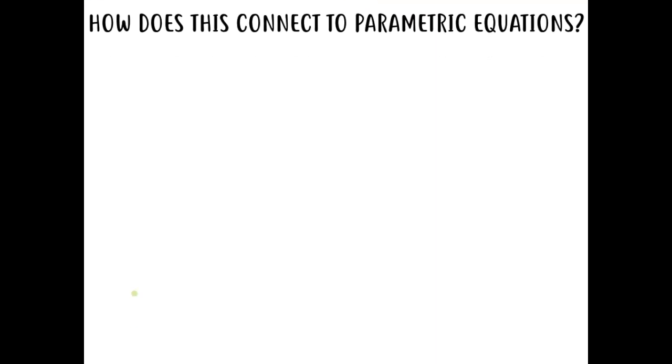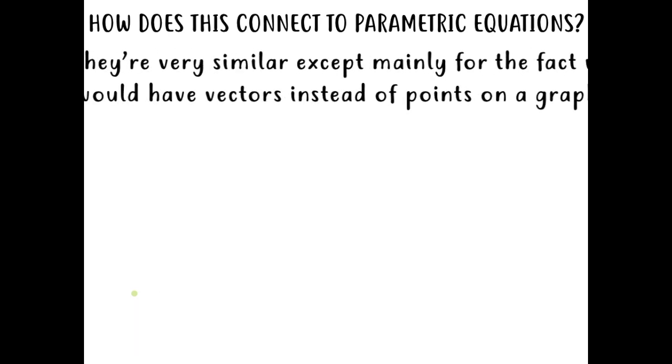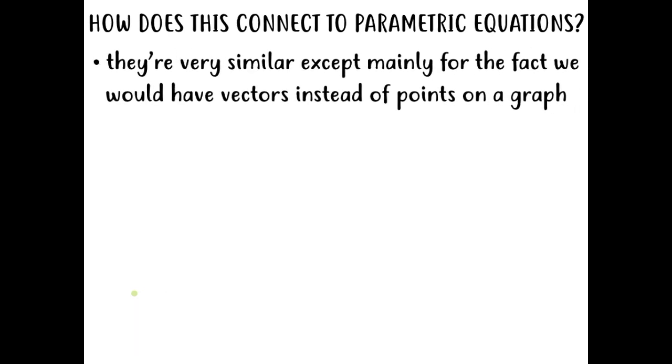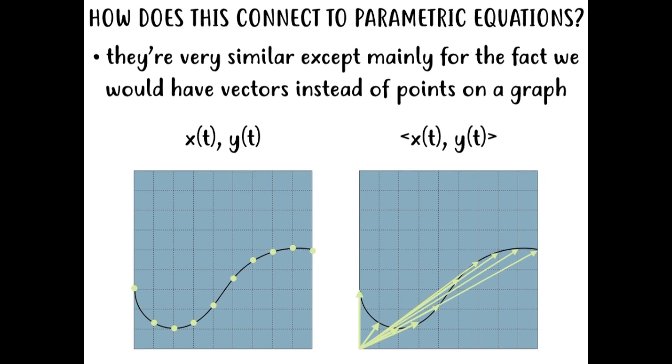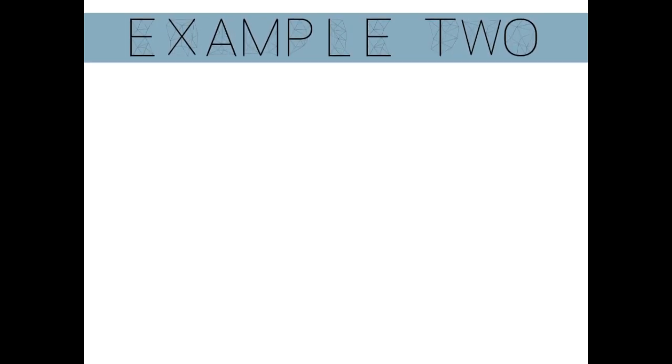So you might be wondering, how does this connect to parametric equations? Well, they're very similar, except mainly for the fact we would have vectors instead of points on a graph. Here's what that looks like. Now that we know these things, let's look at an example.